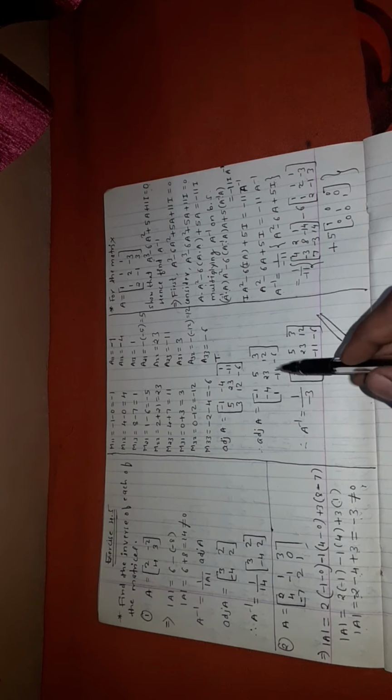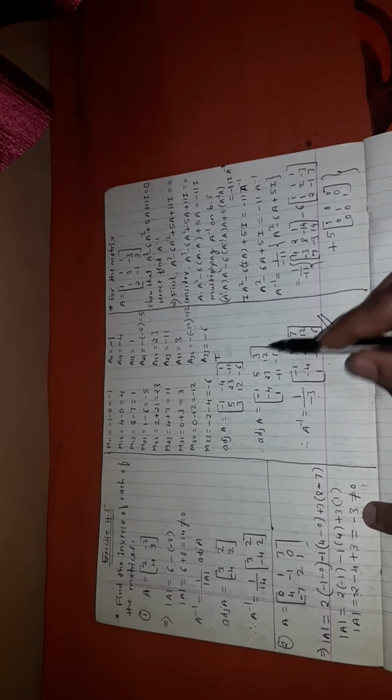Now this adjoint of A and this determinant A value, substitute in the formula. So A inverse is equal to 1 divided by determinant A, how much? Minus 3 into adjoint of A. That matrix you have to put. Okay, so this is the second example to find out the A inverse value. Some more examples are there, you just carry them out in the exercise.